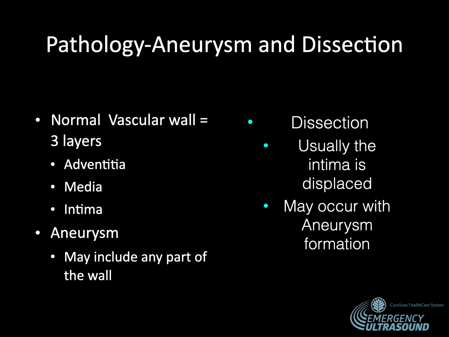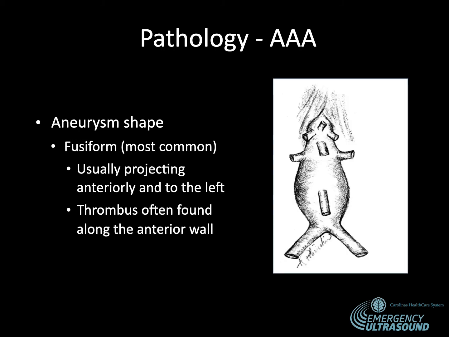So remember that your aorta normal vascular wall has 3 layers: the intima, the media, and the adventitia. Aneurysm can include any part of the wall. Dissection, it's usually the intima that's displaced, and it can also occur with aneurysm formation. Fusiform aneurysms are the most common type of AAA. These usually project anteriorly and to the left. We can often see thrombus along the anterior wall of the AAA. That's where you're having that turbulent flow, if you remember back to your pathophysiology classes.